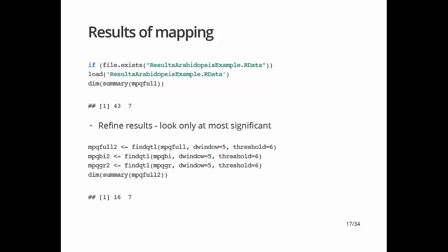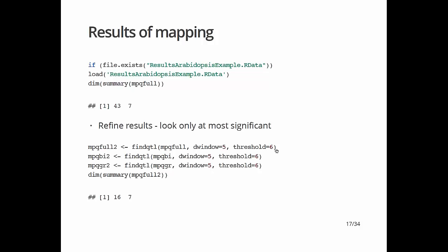And so what I've done here is refine it by making a more smoothed QTL profile. This D window argument will smooth the profile slightly so you're not picking up every little blip in the graph. And findQTL is the function which we use to tweak how we're defining the QTL peaks. I've also changed the threshold here.